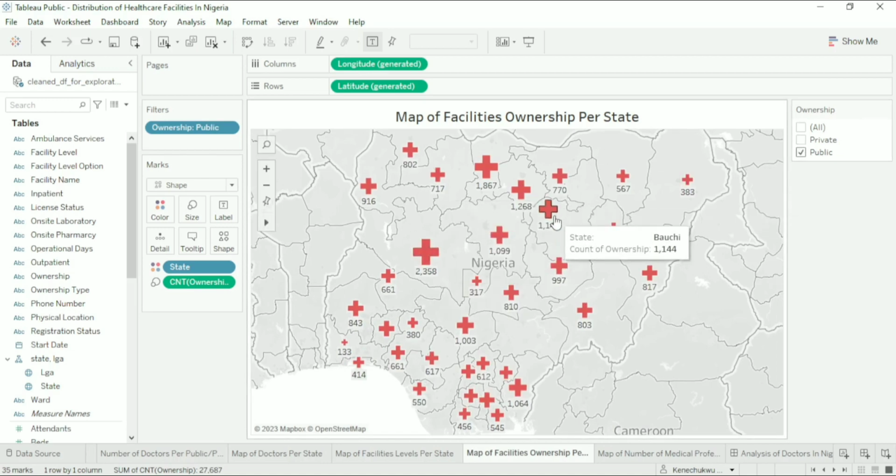So what this shows us is that there is more government allocation for healthcare facilities in the north than over here in the south, which is actually not proportional, because over here there is more population in Lagos than in other places. So I don't know why there would be more facilities here than here, and for that matter government facilities.